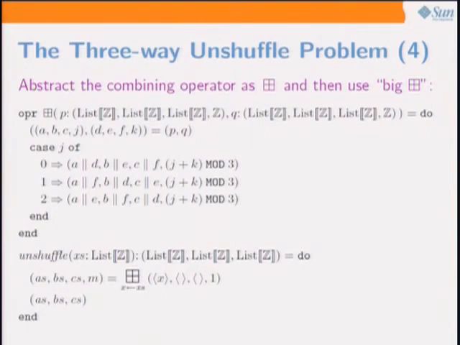And once I have defined that combining operator, I can then define unshuffle very concisely by saying that its job is, for every x in the given list x's, produce an appropriate 4 tuple for that singleton base case, and then apply big box plus, and big box plus does the job. This is a very eye-opening style of programming, and I found that it changed my approach to sequential programming as well.